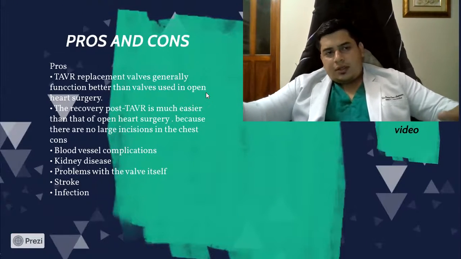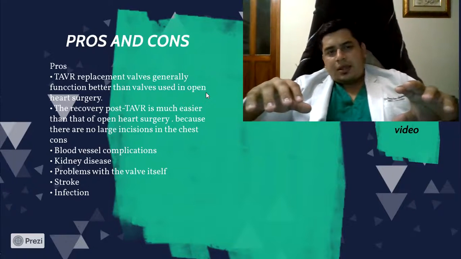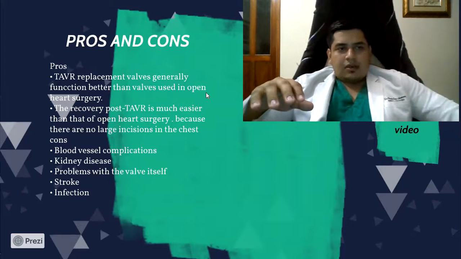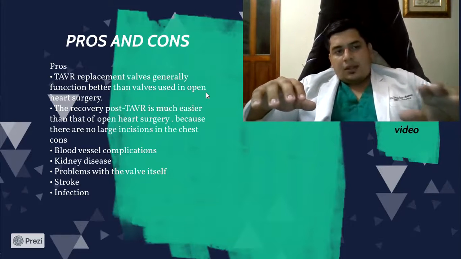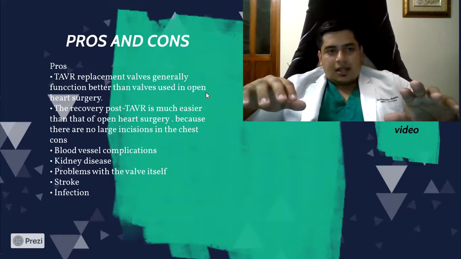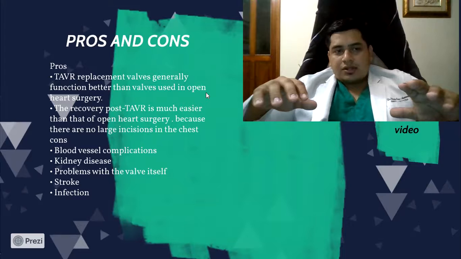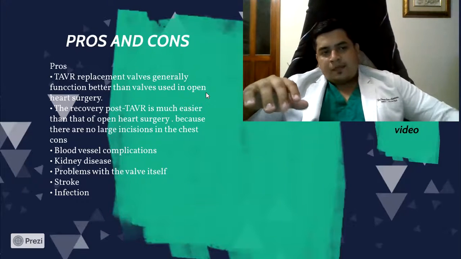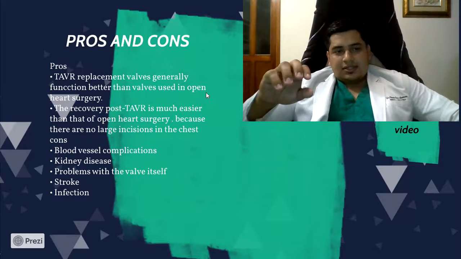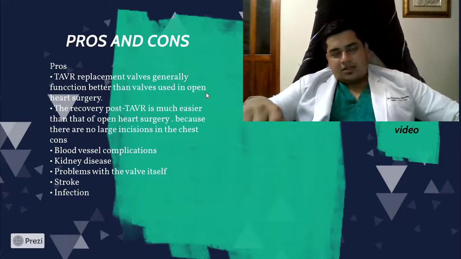The pros: the replacement valve generally functions better than the valve used in open heart surgery. The recovery post TAVR is much easier than open heart surgery because there are no large incisions in the chest. The cons: blood vessel complications, kidney disease, problems with the valve itself, stroke, infections.